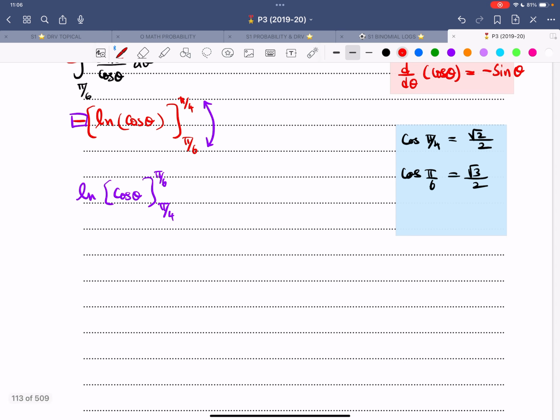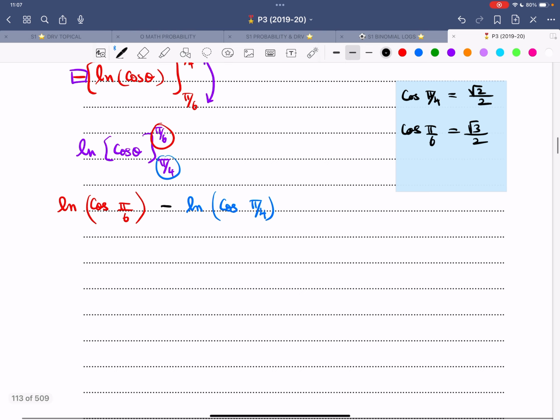So let me first plug in pi by 6, that is ln and cosine of pi by 6. And then let me plug in pi by 4, that is ln cosine of pi by 4. And there is a negative sign in the middle. So now cosine of pi by 6, that is root 3 over 2. And ln is there. Minus ln cosine of pi by 4, that is root 2 over 2.